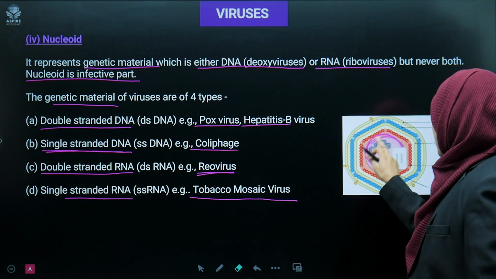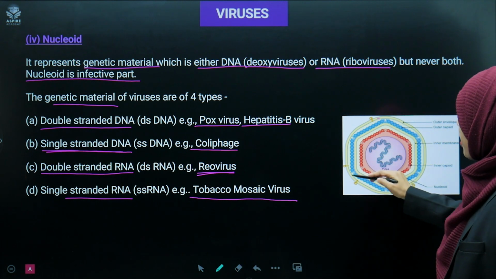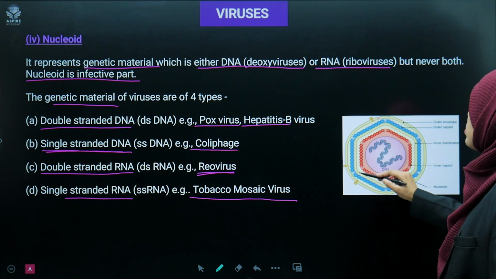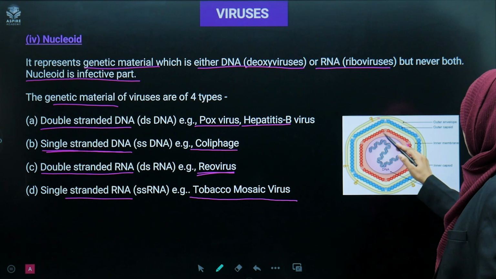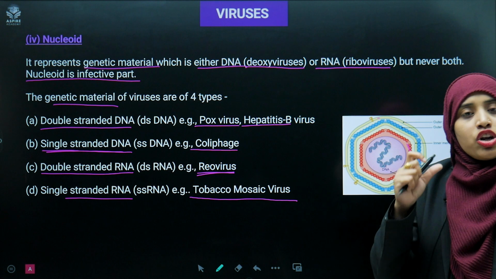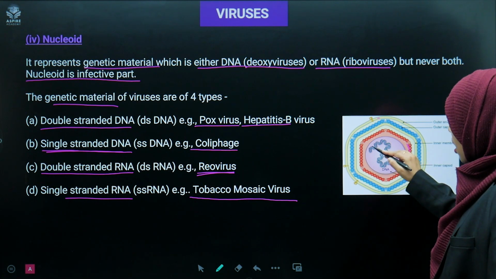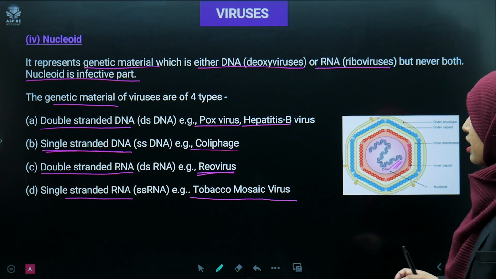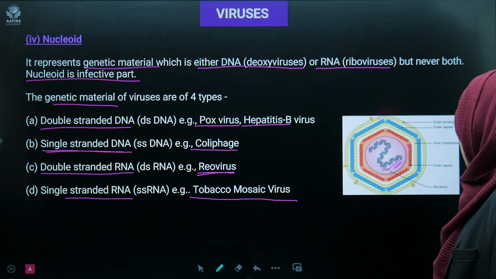Again in this diagram you can see the outermost envelope. This is the outermost envelope. Then after that is the capsid which is surrounding the nuclear material. Here an inner capsid is also there. Then what is present inside the capsid? Nucleoid, that is the genetic material. Now in the nucleoid you can see double stranded DNA is present, and this is mostly in pox virus or hepatitis B virus.